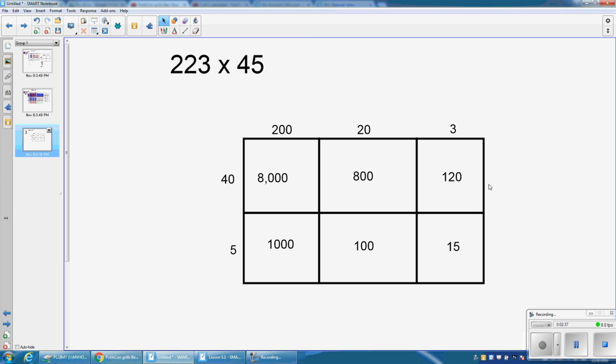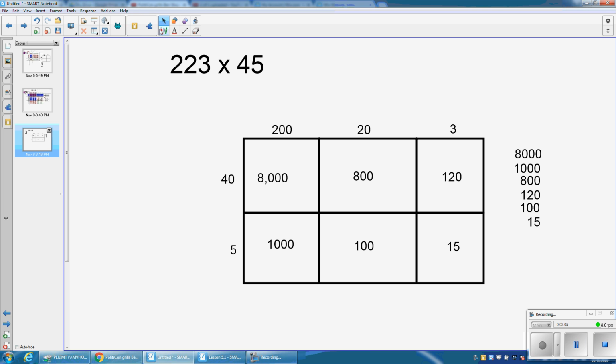From here, then the students are going to add all those together. So we have 8,000, 800, 1,000, 120, 100, and 15. One error that students make is lining it up incorrectly. I always like them to put the numbers in order from greatest to least. That usually helps.